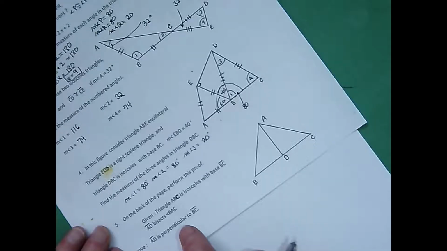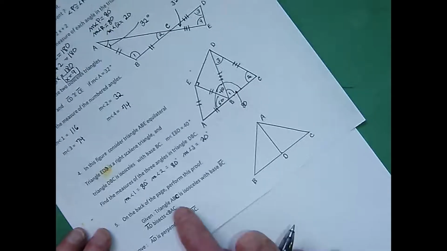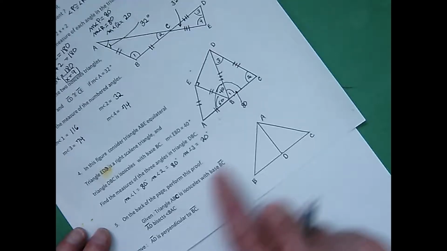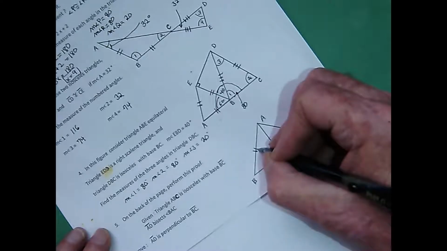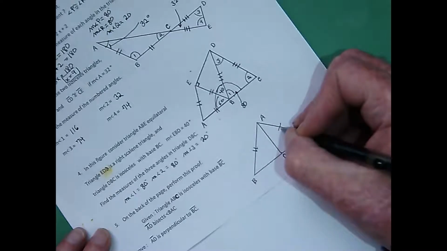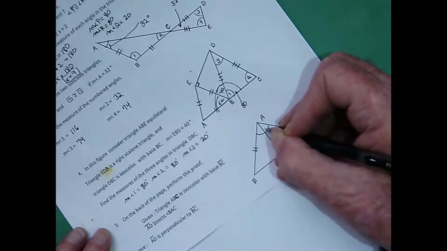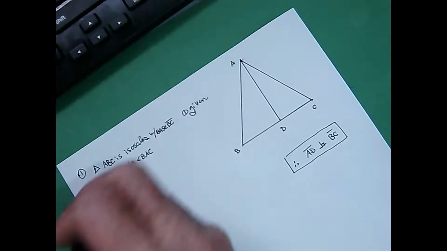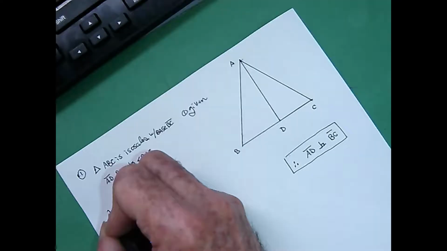A pretty nice proof, too. Given that this is an isosceles triangle, and AD is an angle bisector, we're supposed to prove that it's perpendicular to that base. I've got it set up to do that already. You might want to make a sketch like this one before we do that. I'm ready to jump in and start doing it.